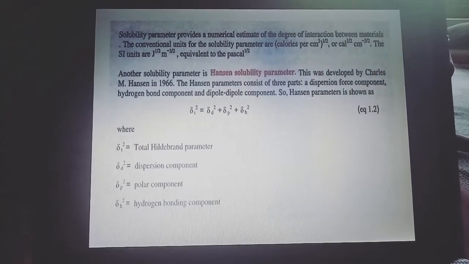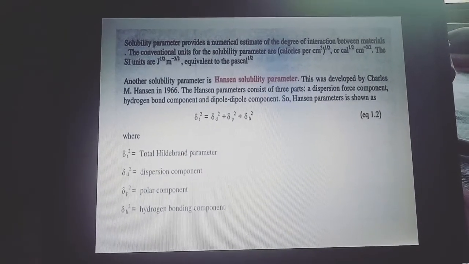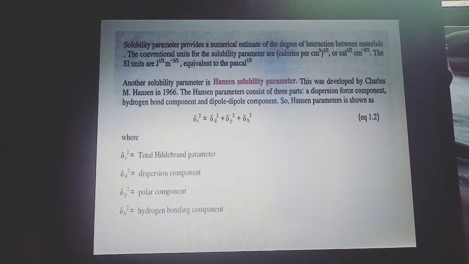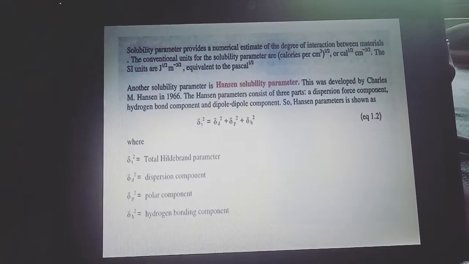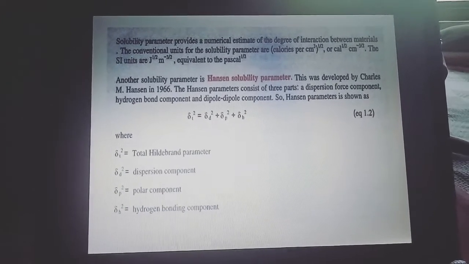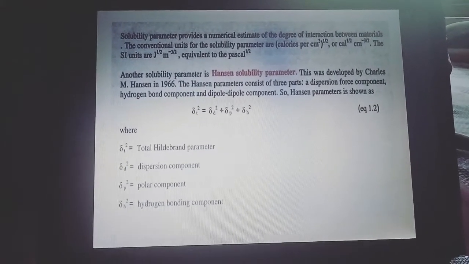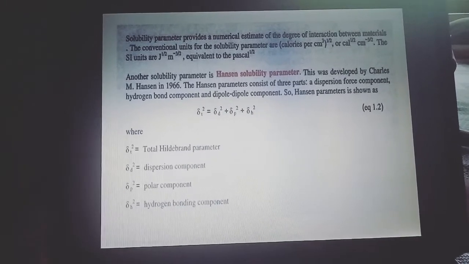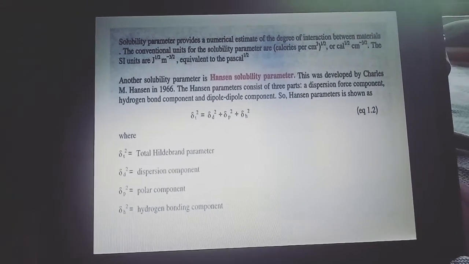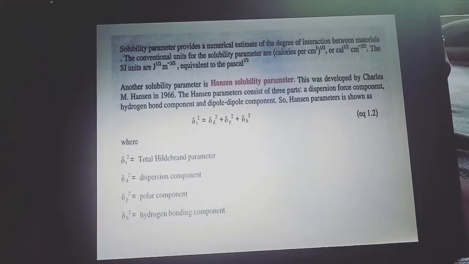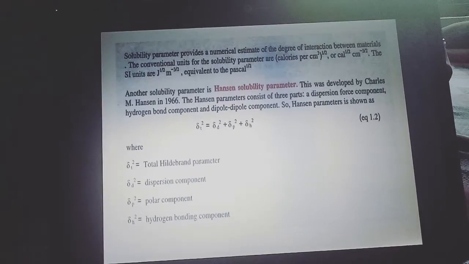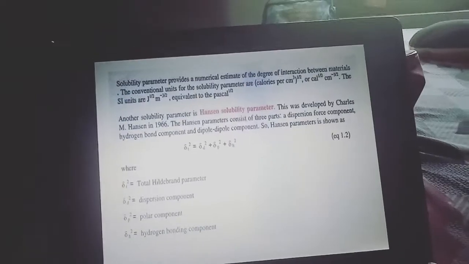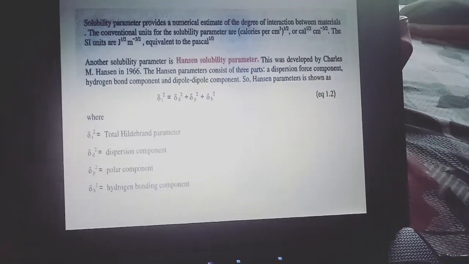Solubility parameter provides a numerical estimate of the degree of interaction between the materials. Means, what is the importance of the solubility parameter? It will explain to us the degree of interaction between the materials, and its unit of measurement is calories per centimeter cube. Okay, these are the various units. SI units are joule raised to power half, m raised to power -3/2. It is equivalent to the Pascal raised to power 1/2.